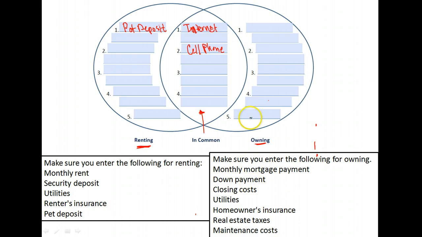Okay, something that might go over here: closing costs. If you're renting something, you're not buying it, so you don't owe closing costs.